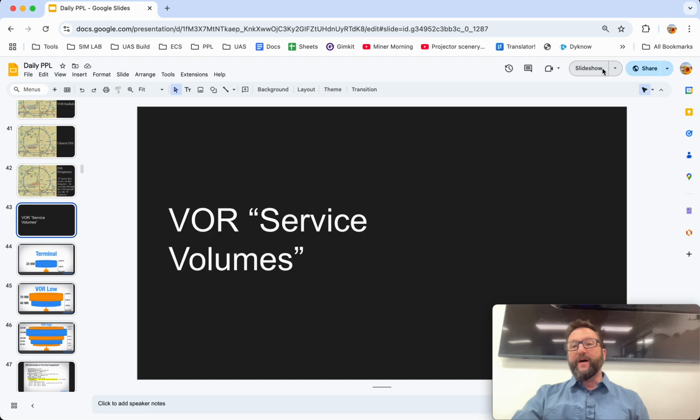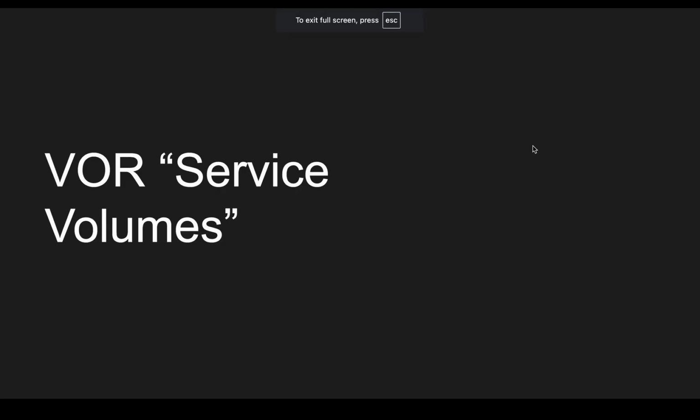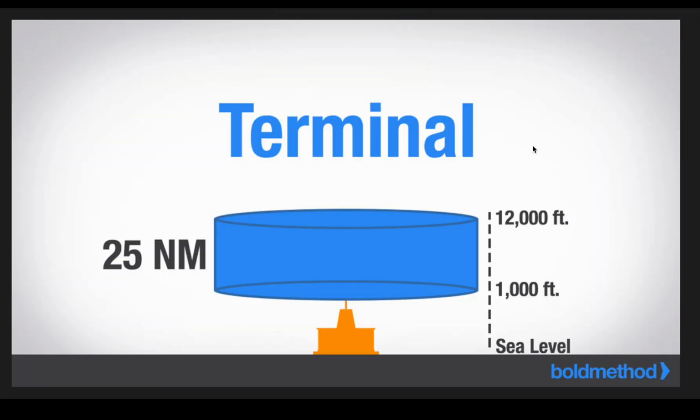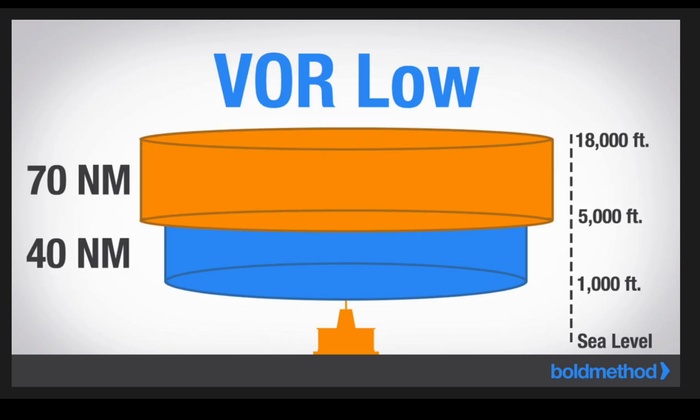All right, then we're going to service volumes. Just so you know, not all VORs can go the same distance. There are three kinds of VORs we talk about with VFR flying, and this is what we call service volumes, meaning how far out can I reach them and how high they go. One is called a terminal VOR. It only goes out 25 nautical miles, and it goes up to about 12,000 feet. These are used usually for approaches in and out of airports. Provo for a long time had a terminal VOR. They may still have one, I don't know, but they did have one for a while.